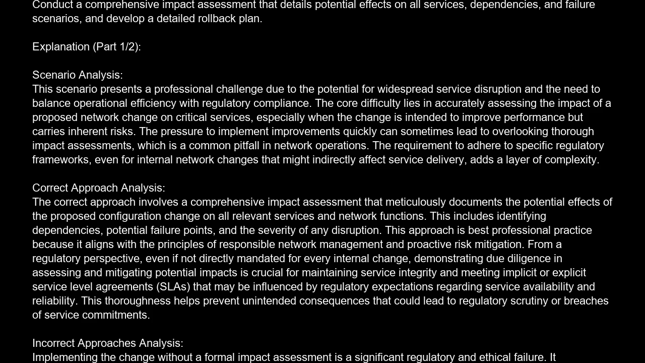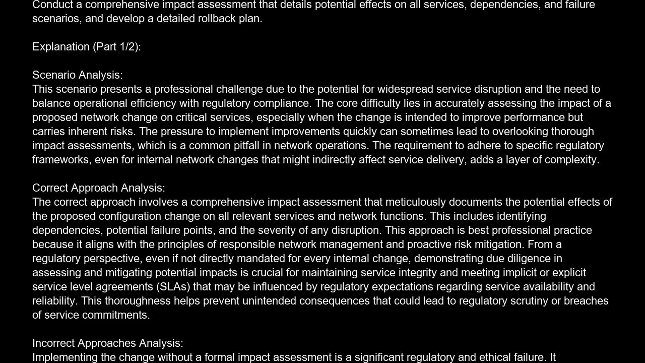The pressure to implement improvements quickly can sometimes lead to overlooking thorough impact assessments, which is a common pitfall in network operations. The requirement to adhere to specific regulatory frameworks, even for internal network changes that might indirectly affect service delivery, adds a layer of complexity. Correct approach analysis. The correct approach involves a comprehensive impact assessment that meticulously documents the potential effects of the proposed configuration change on all relevant services and network functions. This includes identifying dependencies, potential failure points, and the severity of any disruption.